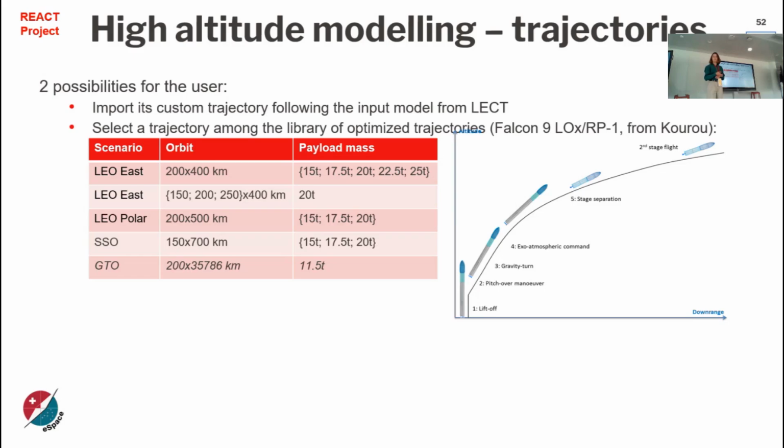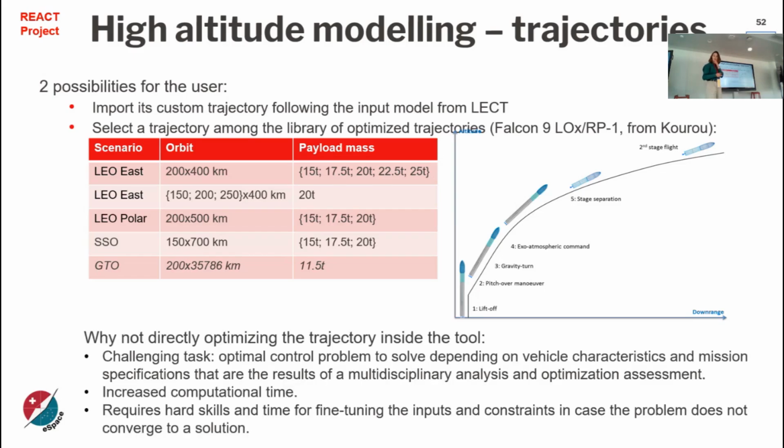So why we do that and why we don't directly optimize the trajectory inside the tool is because at the end, doing the mission analysis and the full trajectory optimization of the launcher, it's really a challenging task, and we need all the input that the user is going to give within ACT.